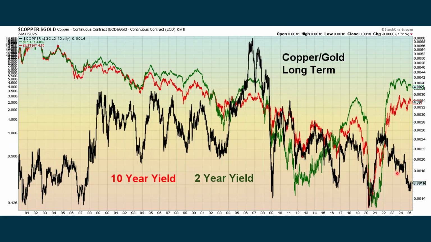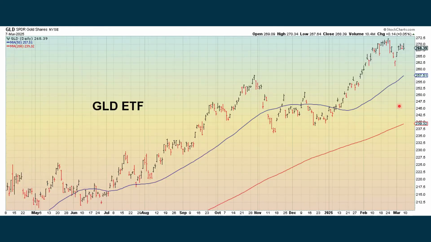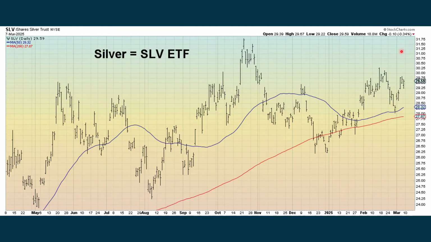A long-term chart here, the black line, that's the copper to gold ratio. And then to give it more context, we can see lately how interest rates have been coming down with the 2-year yield and the 10-year yield. Gold, when we look at the ETF all by itself, it's in an uptrend, but it's been chopping along here. And silver is also still in an uptrend.